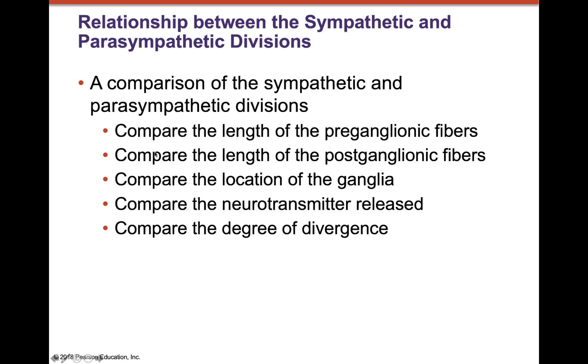Here I wrote some points so you can compare sympathetic and parasympathetic division, and it'd be easier if you make a chart and list the differences with some descriptions. The previous chart is just giving you the bullet points: compare the length of preganglionic and postganglionic fibers, the location, and different types of ganglia. So the sympathetic chain ganglia, collateral ganglia, and then the modified adrenal medulla. Compare the neurotransmitter being released, but don't worry about the degree of divergence.